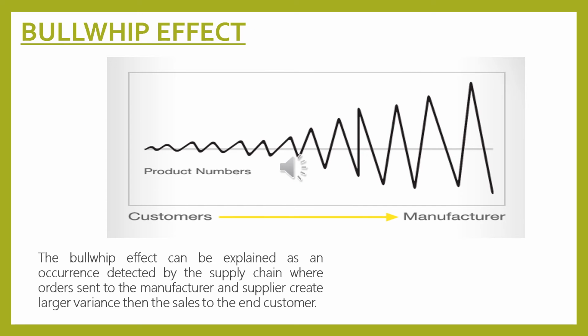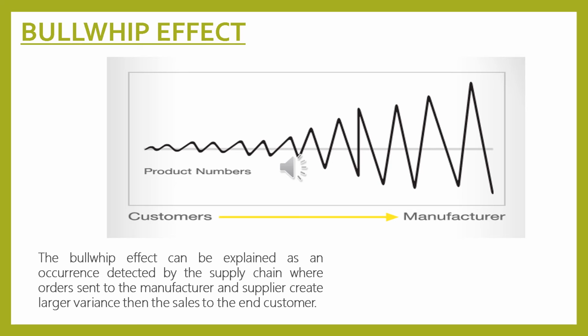Now let us move on to the last topic, the bullwhip effect. The bullwhip effect can be explained as an occurrence detected in the supply chain where orders sent to the manufacturer and supplier create larger variance than the sales to the end customer. These irregular orders in the lower part of the supply chain become more distinct higher up in the supply chain.